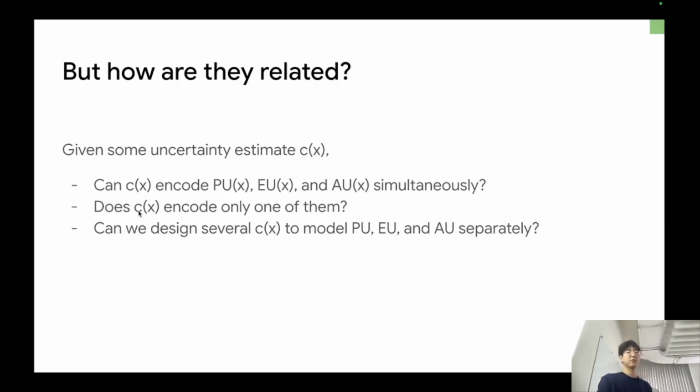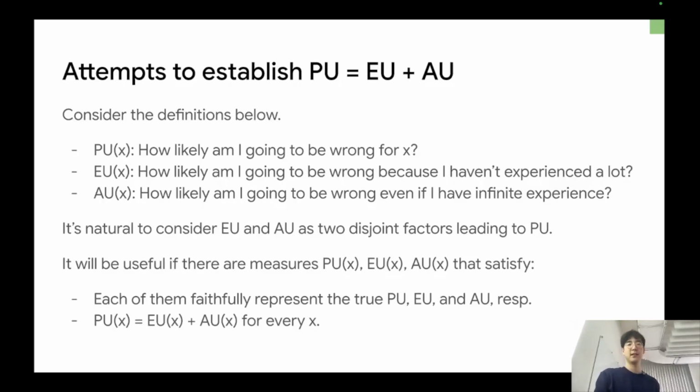So the question is, does it actually encode only one of these, or does it encode many of these at the same time, and so on? Or the other question is, can we somehow design C of x to be specialized in each of these separately? So we have C1 of x and C2 of x and C3 of x for each of these, for example.